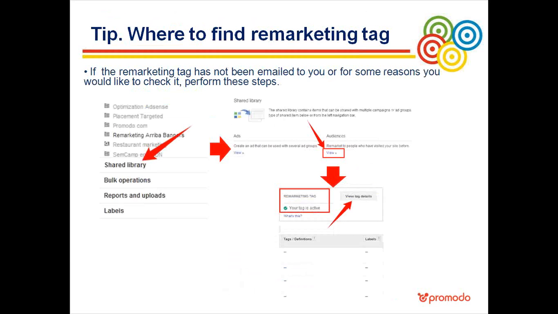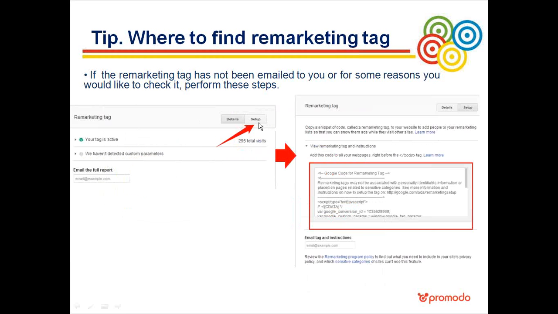Another tip is, if you would like to find the remarketing tag, or you would like it to be emailed again to you or your webmaster, you can navigate to the Shared Library, then click View in the Audiences tab, and you will see this kind of window. Here you will see that your tag is active, if it is active, and you can click View Tag Details. In this window, you will be able to see the Setup button, and if you click it, you will see the code. Here you can type the email to which you would like this tag to be sent.